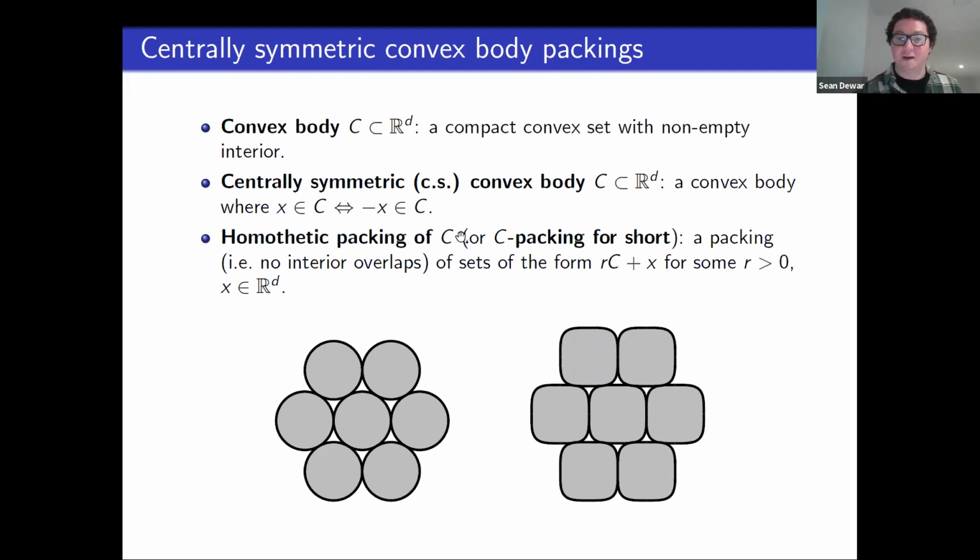Okay. Here's two examples. These aren't particularly interesting, but these are homothetic packings, though I've not actually scaled anything either. So this is just the disks. I've just translated them. No scaling's happened. And this is something like the L4 unit ball or something like that. And all I've done is translate it around.